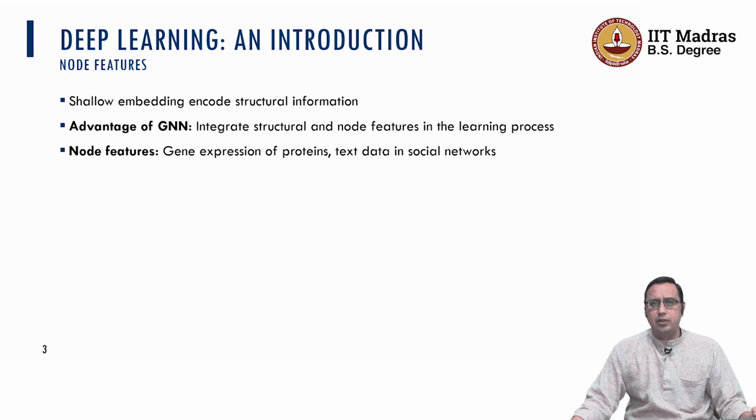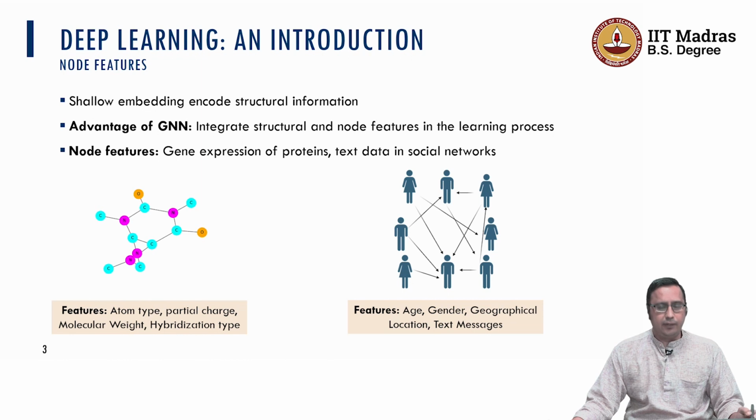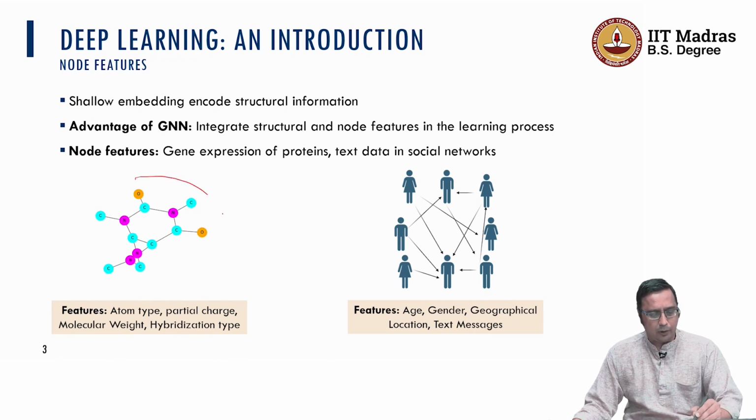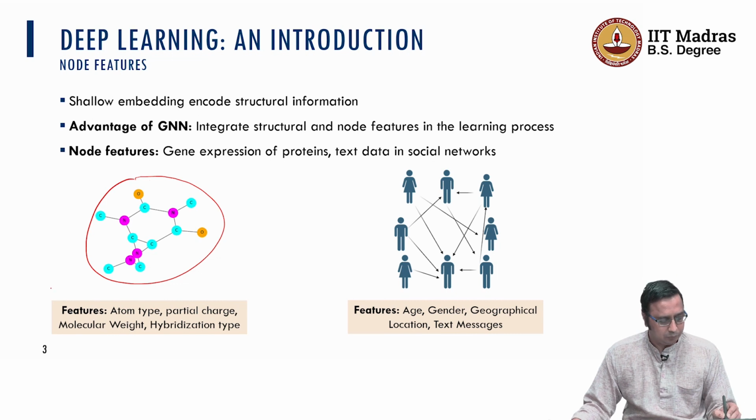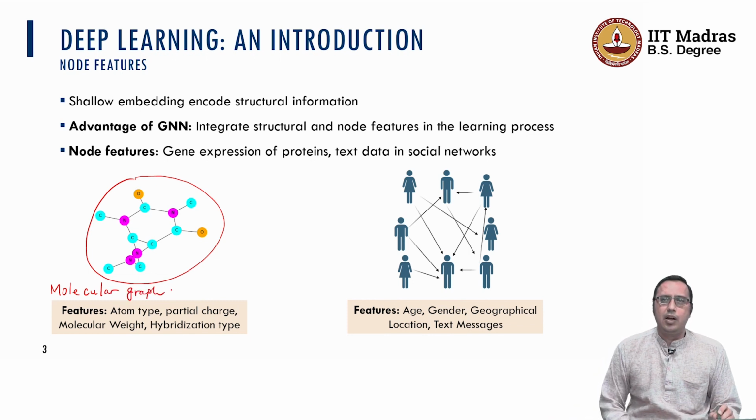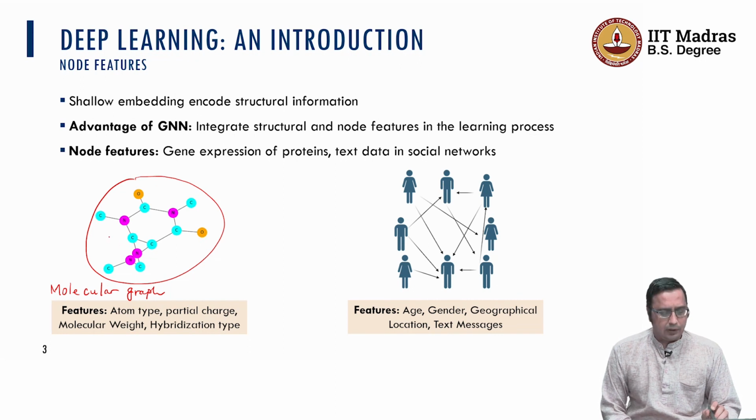In many applications, the node features are important, for example, gene expression of proteins or text data in social networks. I'll give you two simple examples. Here, this is an example of a molecular graph. I can convert this molecule into a graph by taking each atom as a node, and if there is a bond between them, as an edge, and I can have an equivalent graph.